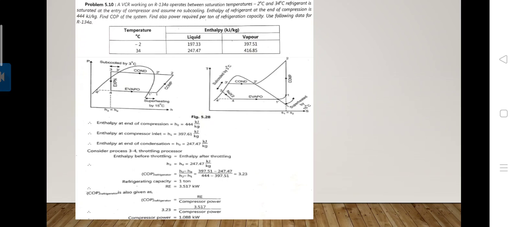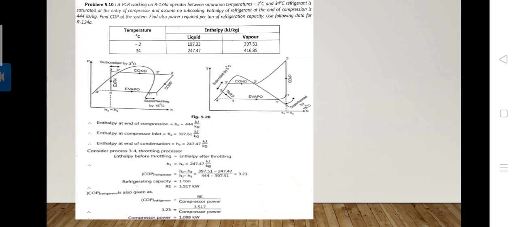So here in this problem we have to calculate the power required per ton of refrigeration capacity. That's why first we note down the various things which are given in this problem, that is enthalpy at the end of compression, H2 is equal to 444 kilojoule per kg, which is given in the problem. But enthalpy at compressor inlet, okay, so compressor inlet, that is H1.